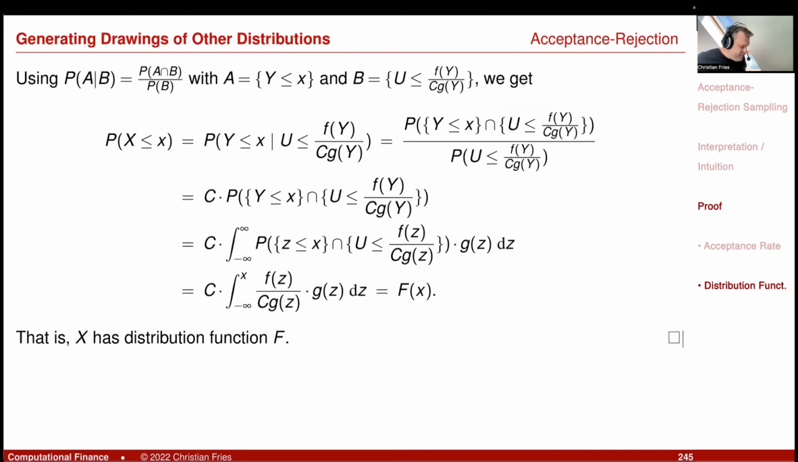Okay, so now we have to prove that x has distribution function F. The distribution function of x is the probability that x is less or equal to little x.